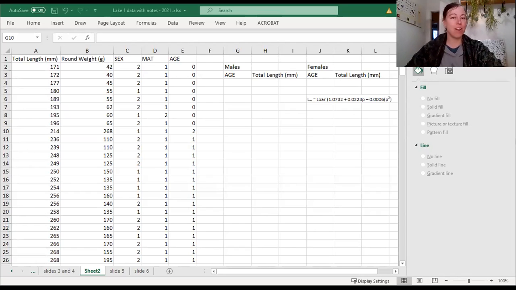Hello, animal ecologists. This is part two of my population demographic series. We're going to look at growth and length at age.